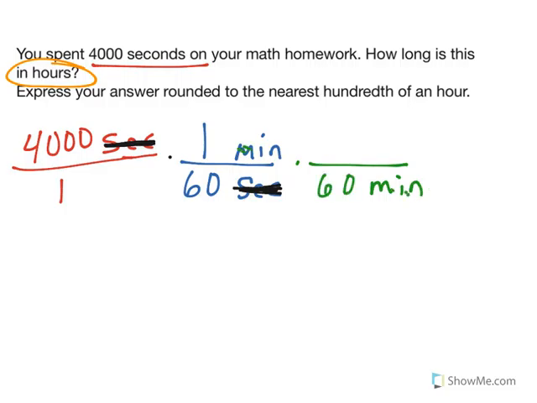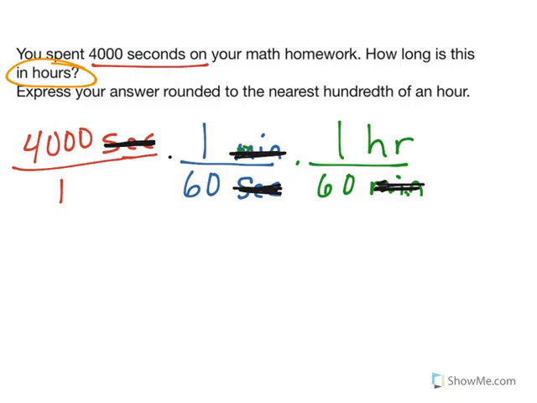And I know there are 60 minutes in 1 hour. So that green conversion makes my minutes go away, and I am now left in hours. So because I finally have the label that I want, now I can go ahead and do my mathematics. There are two ways you can go about doing this. One is to simply multiply straight across.